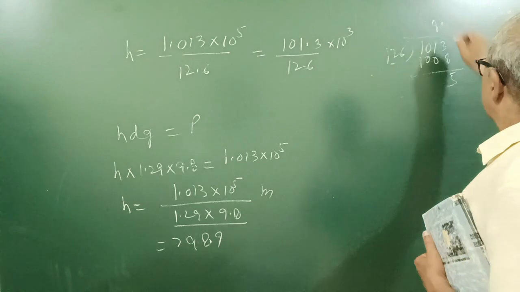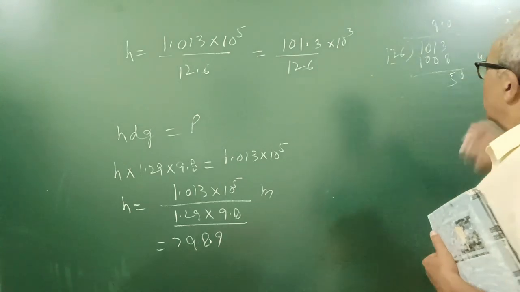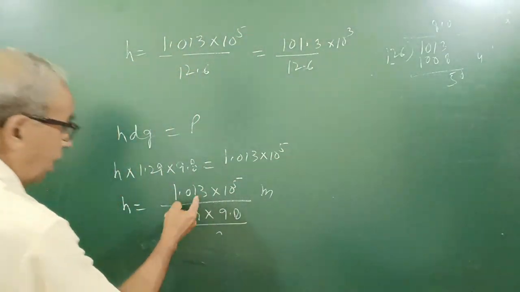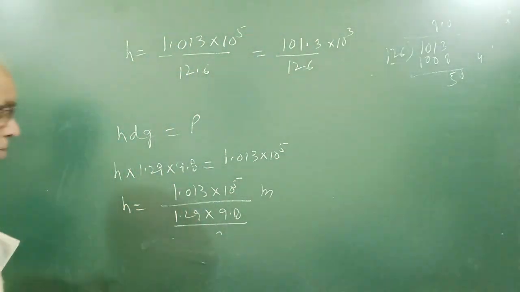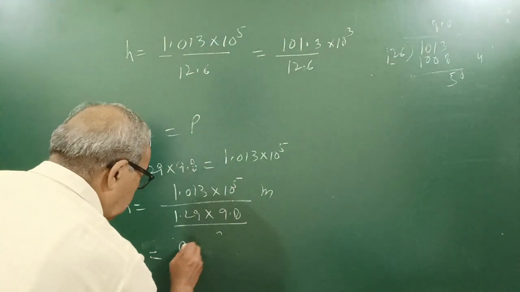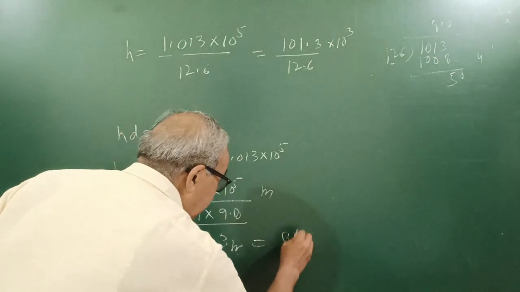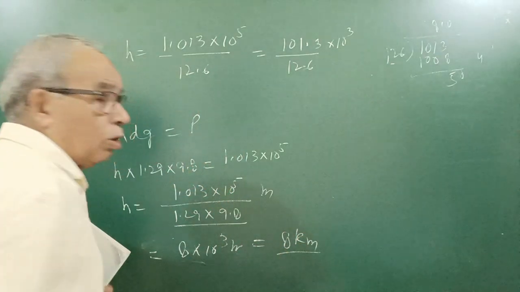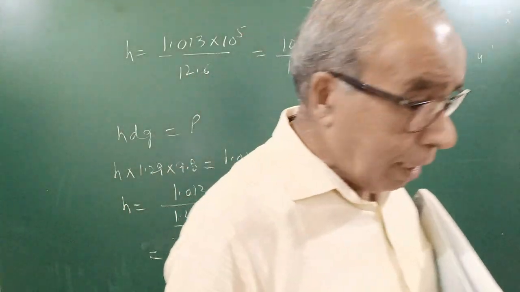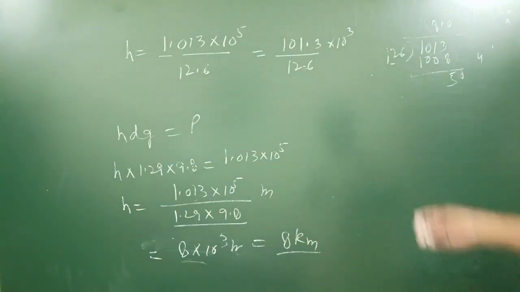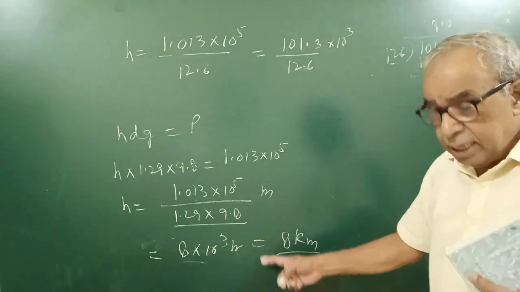Here, 0.000. So nearly 8. Actually, they have taken this number as one atmosphere. That comes out to 8 into 10 to the power 3 meter, which means 8 kilometer. So if we assume that the density of air does not change and remains as the density of air at sea level, then the height of the atmosphere comes to nearly 8 kilometer.